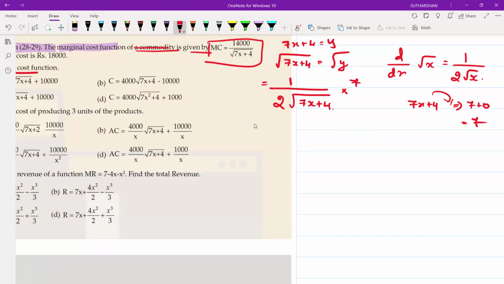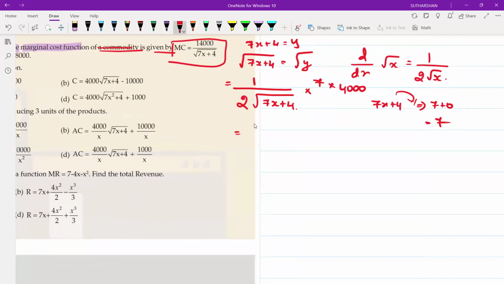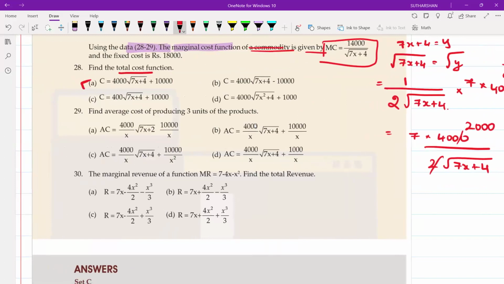So multiply by 7 into what is the value? 4000 is the value, right? So the next step: 7 into 4000 divided by 2 into root of 7x plus 4. The 2 gets cancelled. It will become 14,000 root of 7x plus 4. Are you able to understand? Yes, sir. So in that, I will get it in my option A itself. That's one thing.